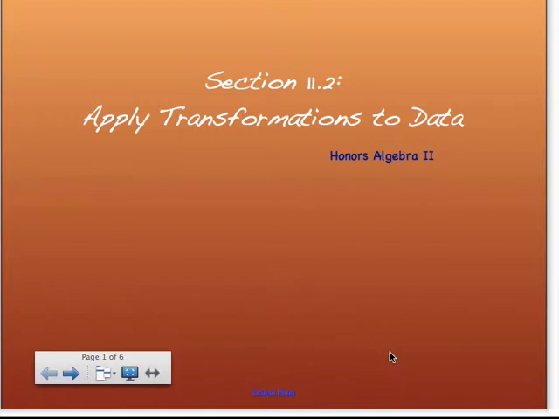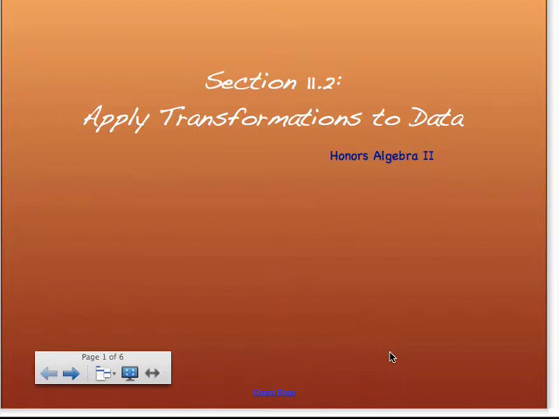The last thing I want to talk about before you take a quiz on Thursday is 11.2, which talks about the transformations of data. Before break, we talked about 11.1. We talked about box and whiskers and stem and leaf plots, to brush up your skills on that. And we also talked about normal distribution curves. The last thing we want to talk about is the transformations of data.